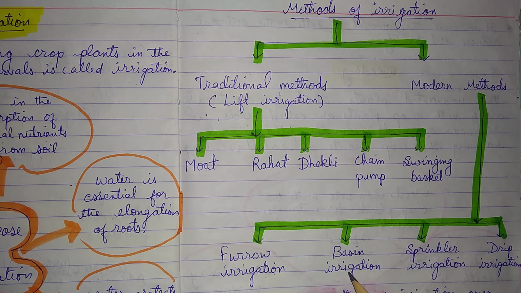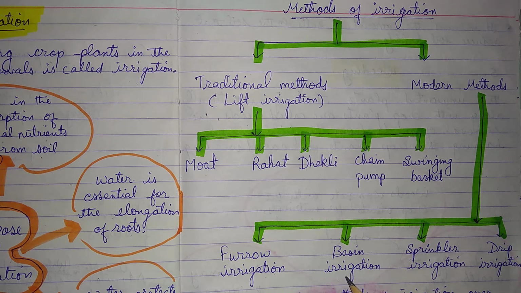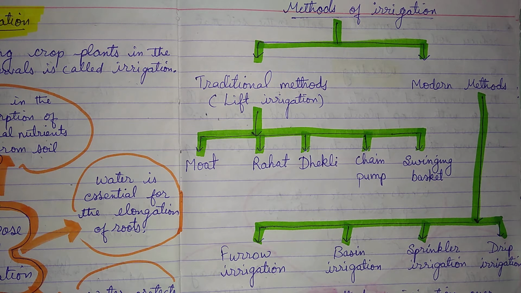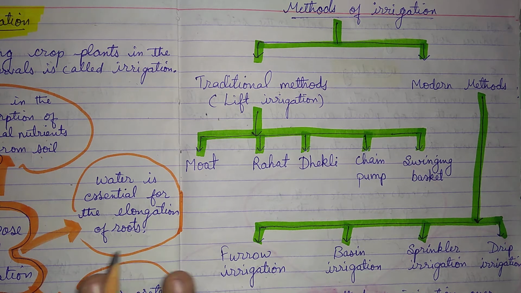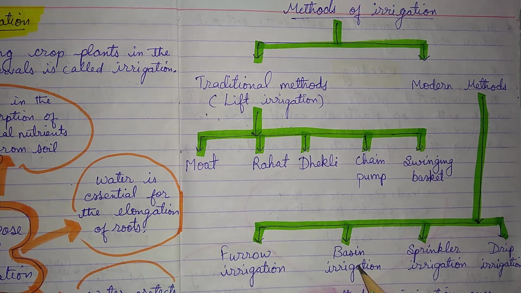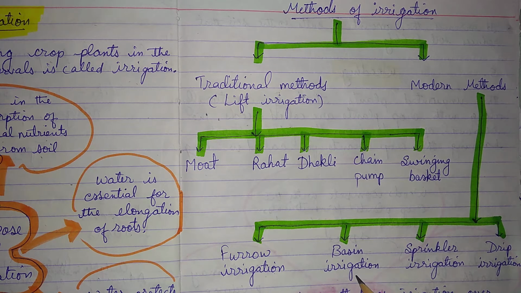Next comes basin irrigation. In this method, the entire field is filled with water and flooded, as in the case of paddy crops which need a lot of water. जैसे कि आपने देखा है धान में हम क्या करते हैं, पूरे खेत को हम पानी से भर देते हैं. ऐसे ही बेसिन इरिगेशन में, the complete field is filled with water. It is a type of basin irrigation.